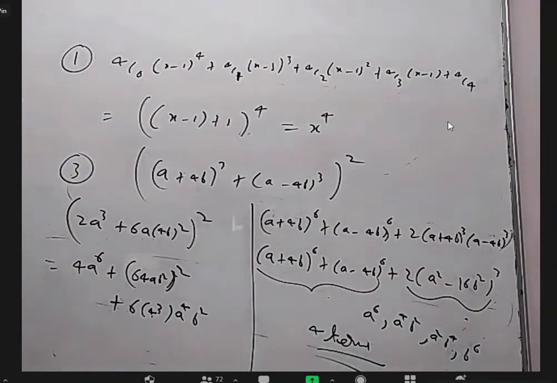Not that every time you have to really expand and find each and every term, but you have to be a little careful when I have plus and minus.